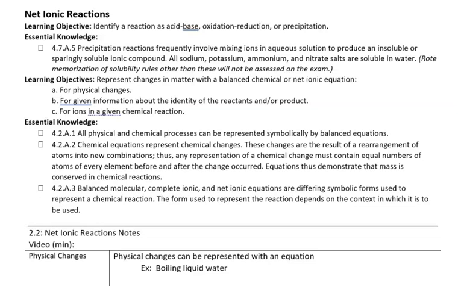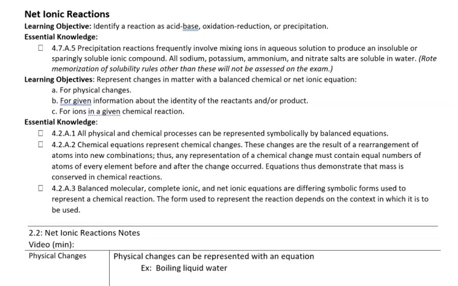We're going to start looking at chemical reactions, and we'll start with net ionic reactions, in part because of this first learning objective, which is to be able to identify reactions as acid-base, oxidation reduction, or precipitation. Those are the only three types of reactions that the College Board will ask you to identify.